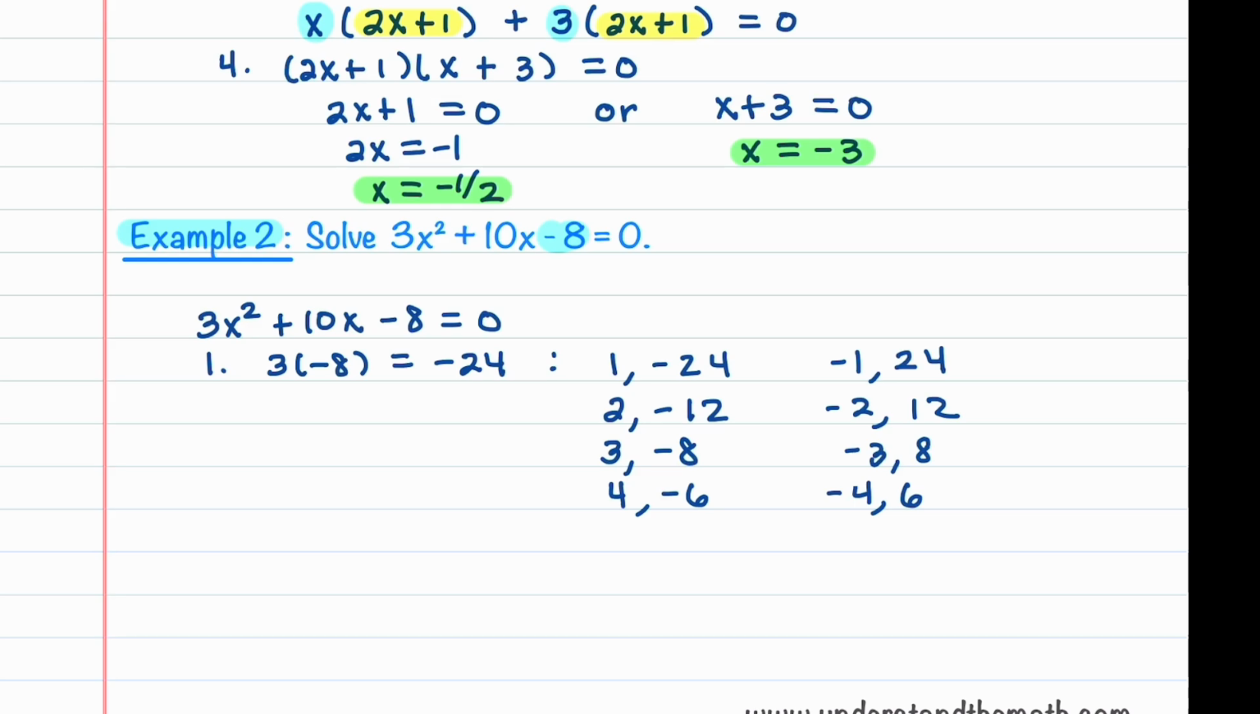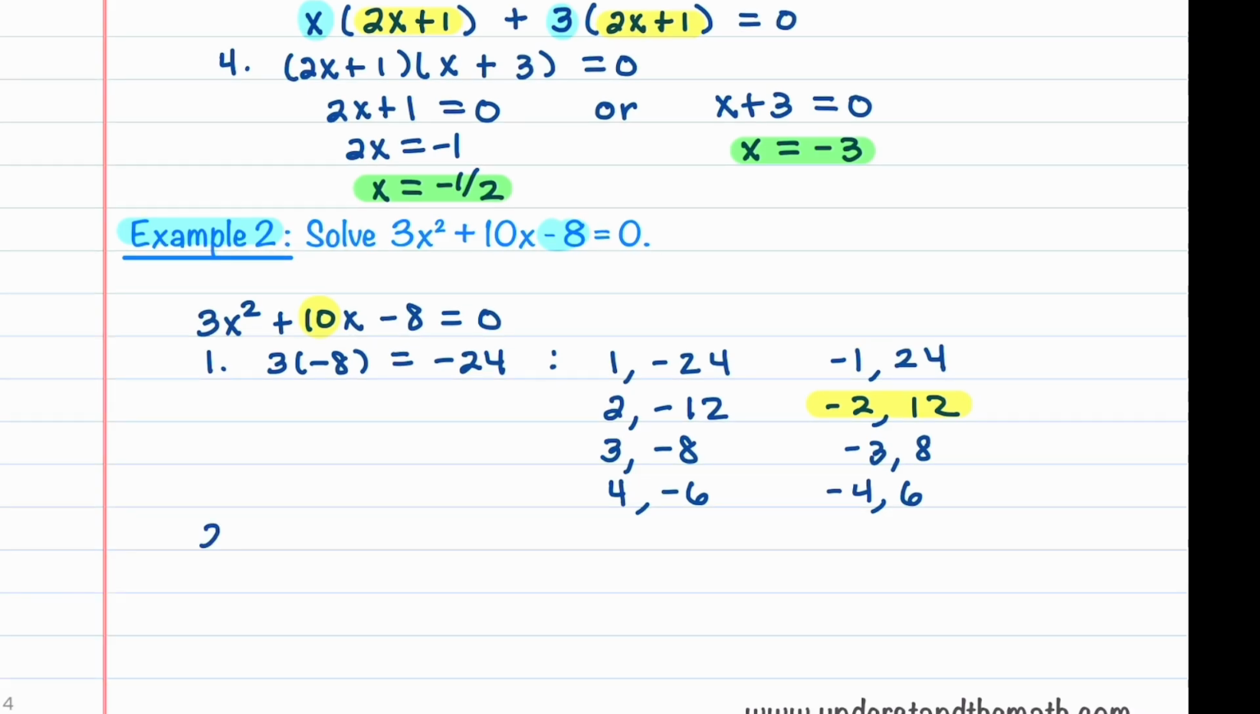Now let's look at our middle term. Our middle term is 10x. So we need to find two numbers that add up to 10. Let's go through our list here. There they are right there. Those two numbers add up to 10. So those are the numbers that we're going to use for our grouping. So that's our second step.